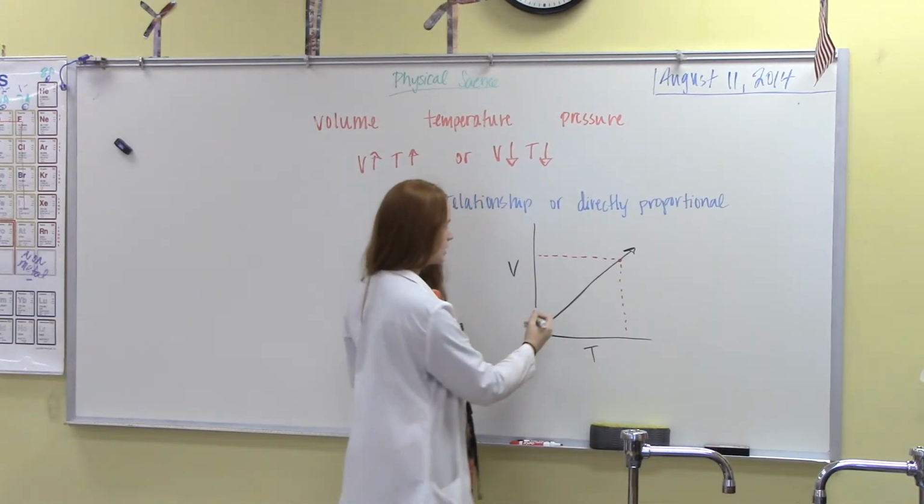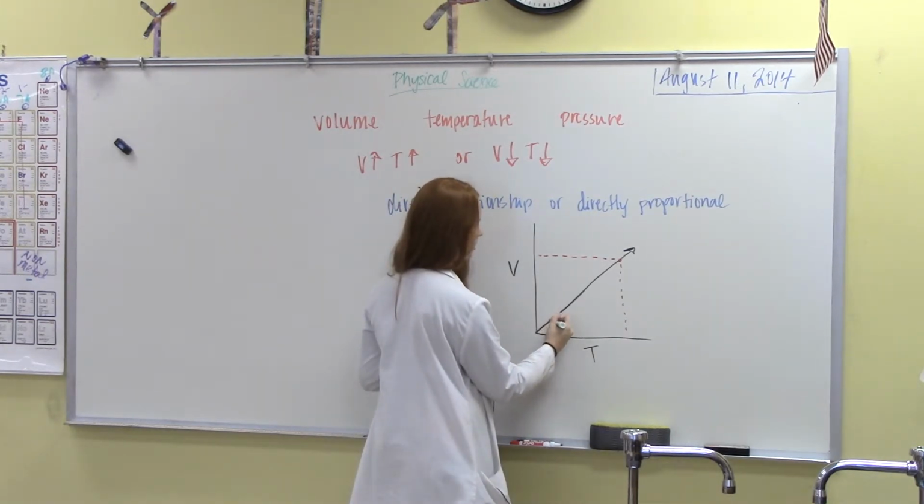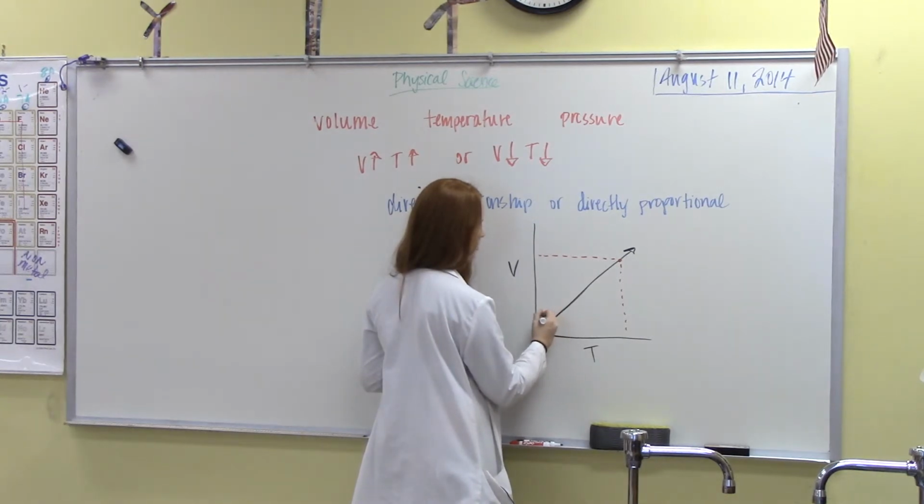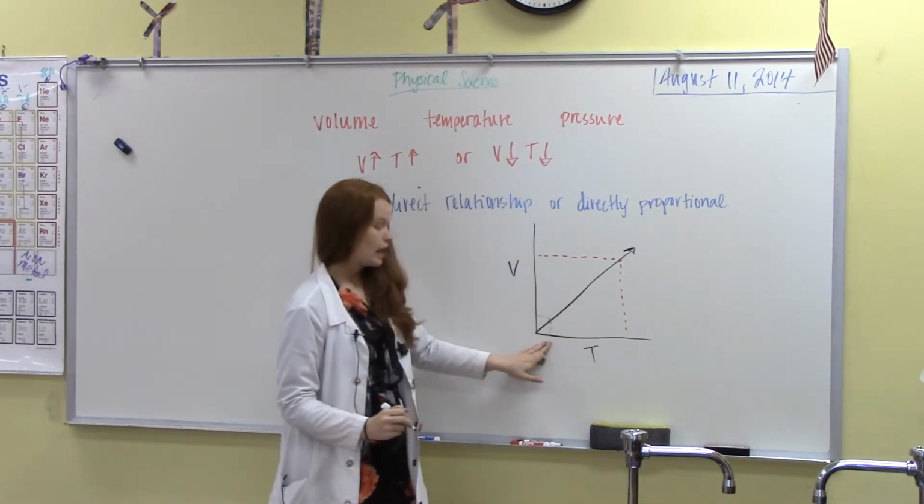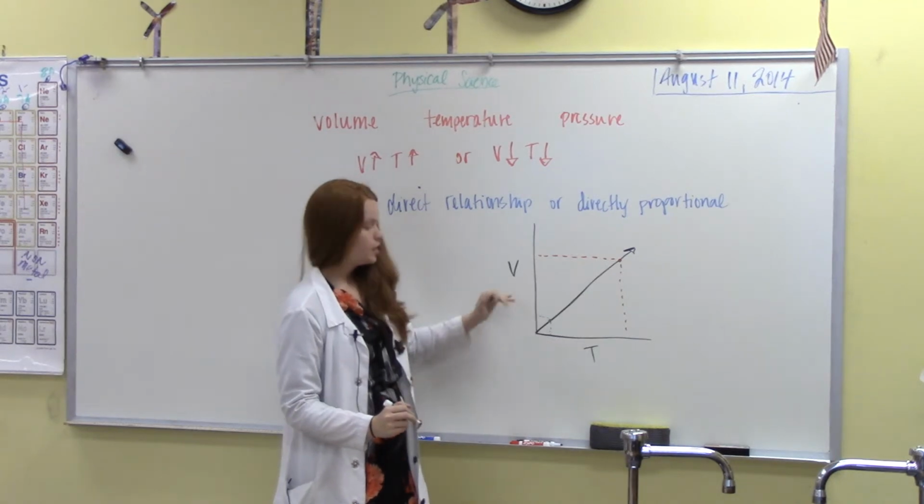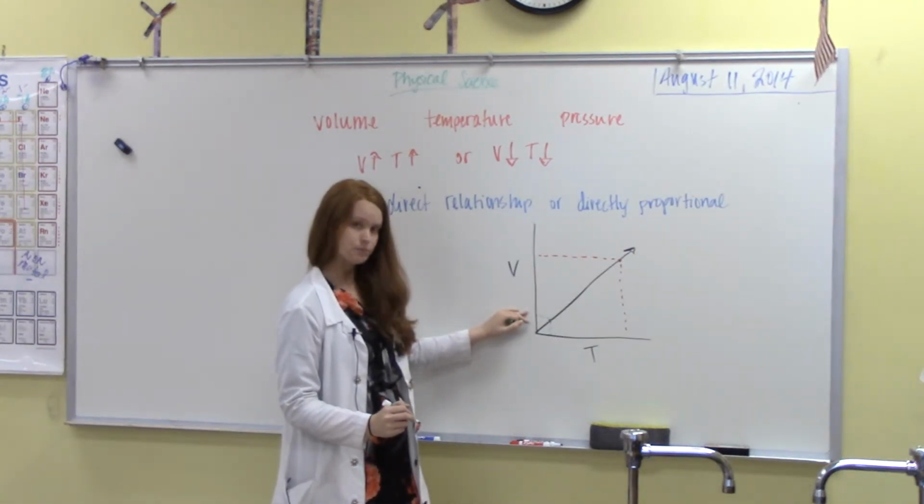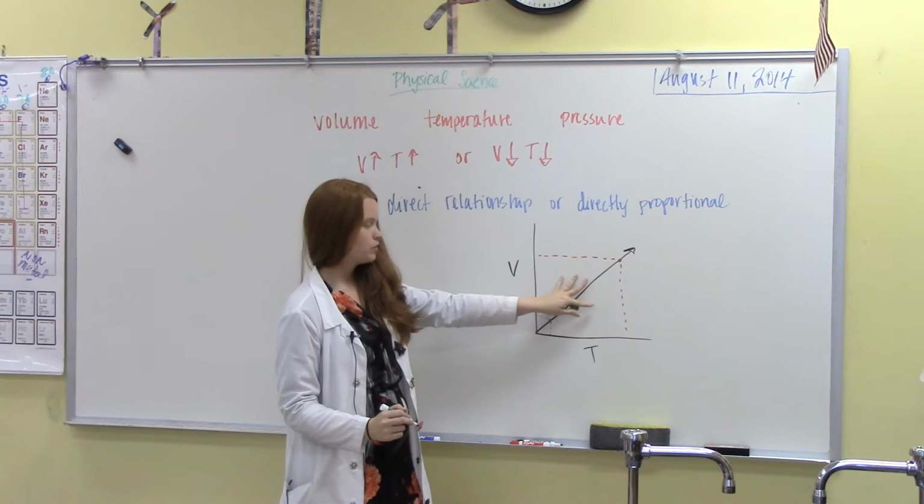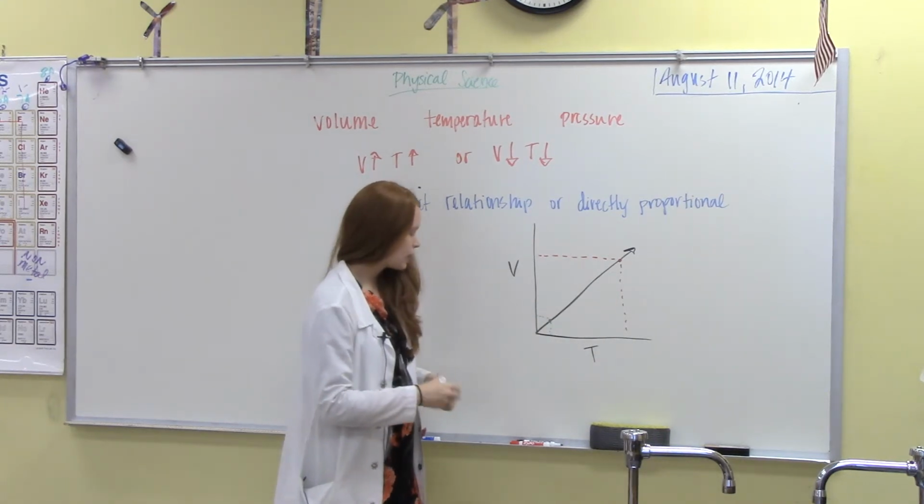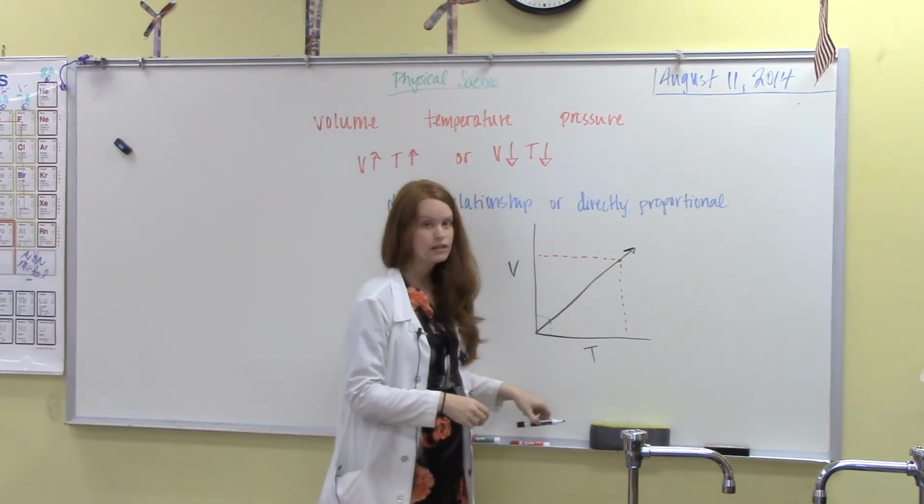But if I move down here, and let's put a dot down here, and I go like this, okay? My temperature has shrunk, it's gotten smaller, but so has my volume. So they both decrease and both increase together. So that's how we read that graph, and that's what that graph is telling us.